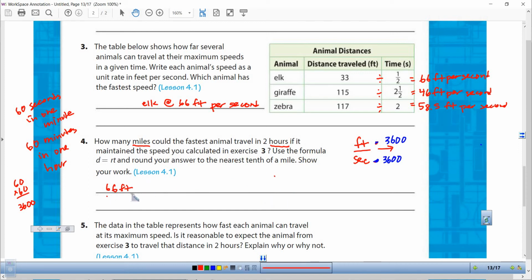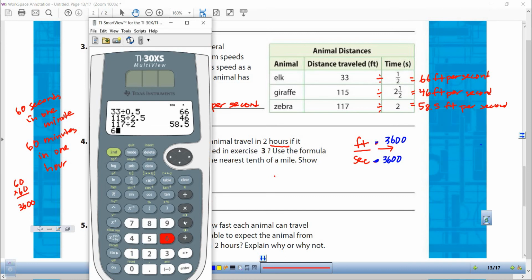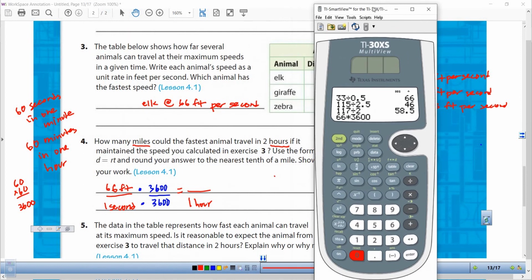We have 66 feet in 1 second. And then I'm going to multiply that by 3,600 on the top and 3,600 on the bottom. And that's going to give me the distance that I would go in 1 hour. Okay, so I'm going to take 66 times, and what am I multiplying it by? 3,600, because I'm going from seconds all the way to hours.